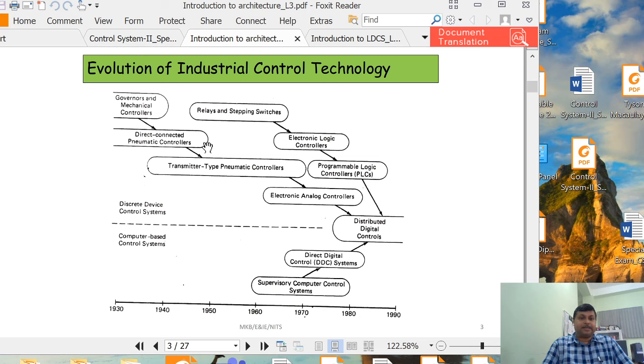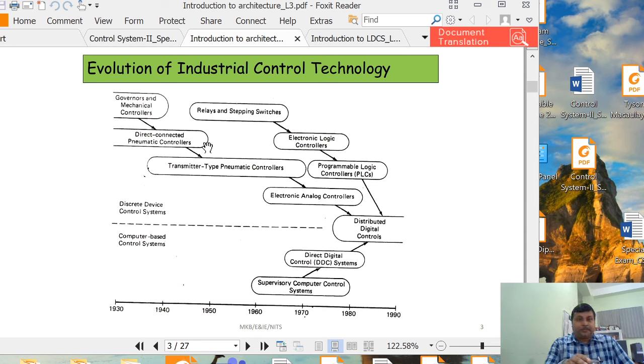And then in 1960, people came with the development of electronic devices. Slowly, several disadvantages were observed in transmitter type pneumatic devices or controllers, so people moved to get the advantages of electronic analog controllers. Okay, this is one line of development, and you can say that these controllers are continuous in nature.